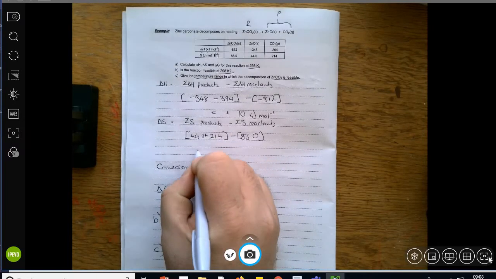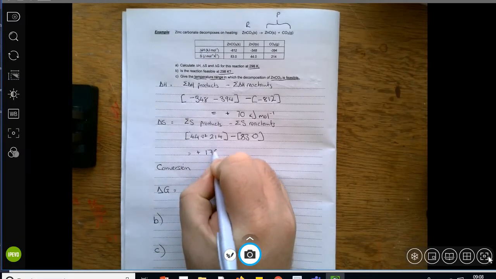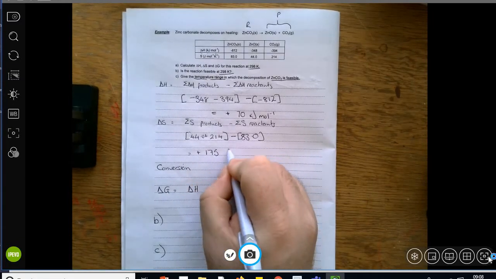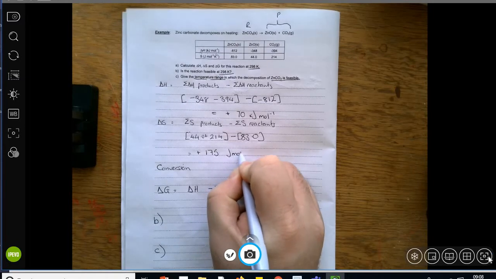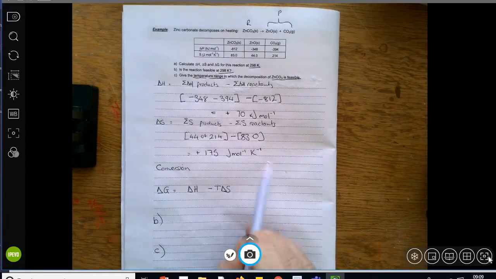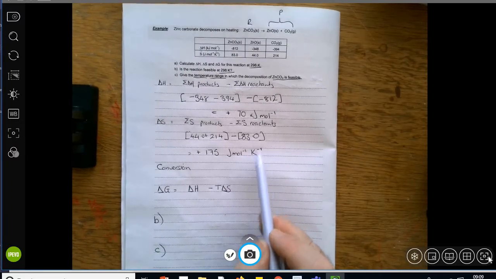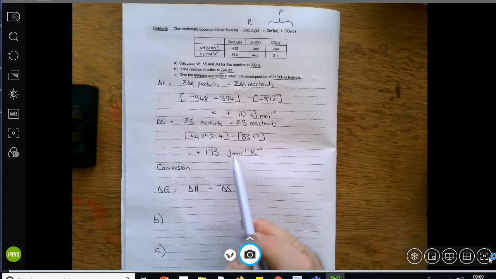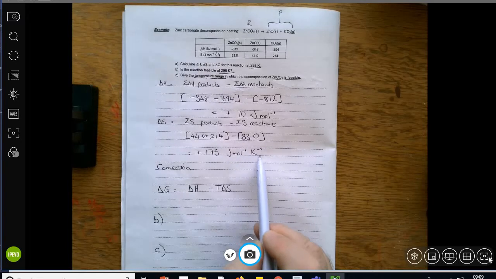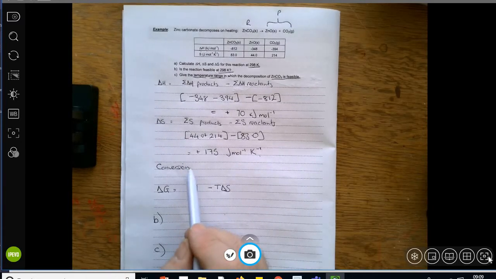and in this case we end up with positive 175 joules per mole per Kelvin. Now this is a capital K. So this is Kelvin, as in the absolute temperature scale. You'll see why in a second I put this at the end, because it gets confusing otherwise. I've written this step conversion.